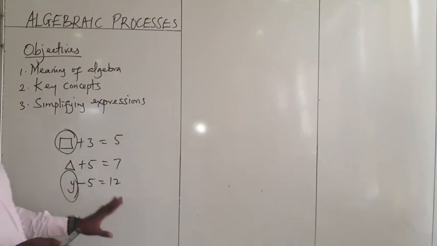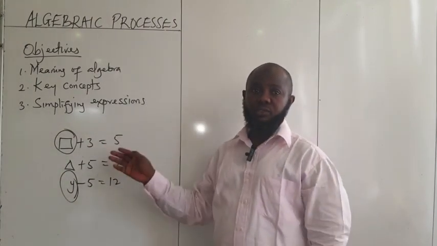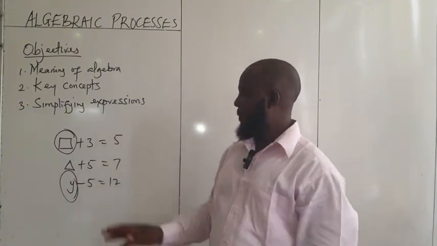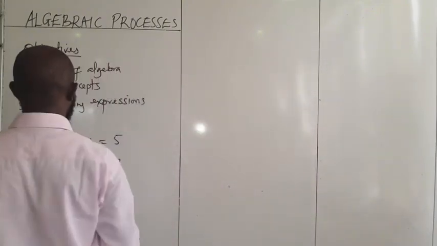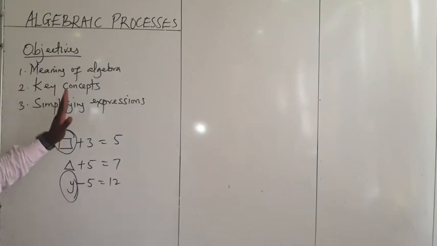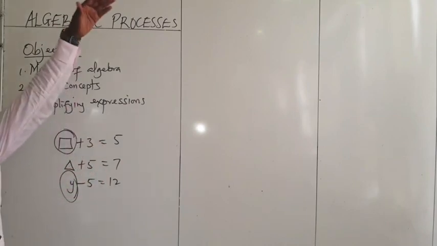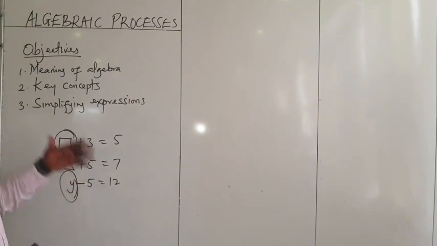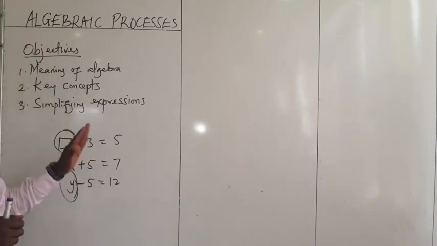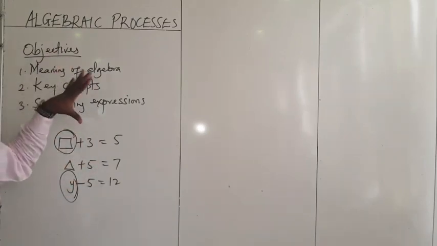So algebra is a branch of mathematics in which letters of the alphabet or symbols are used to represent numbers. I hope that is very clear. Now, that is the meaning of algebra. Then we go to key concepts. There are some concepts you must understand in algebra that will help you understand the subsequent topics we're going to be treating under algebra.